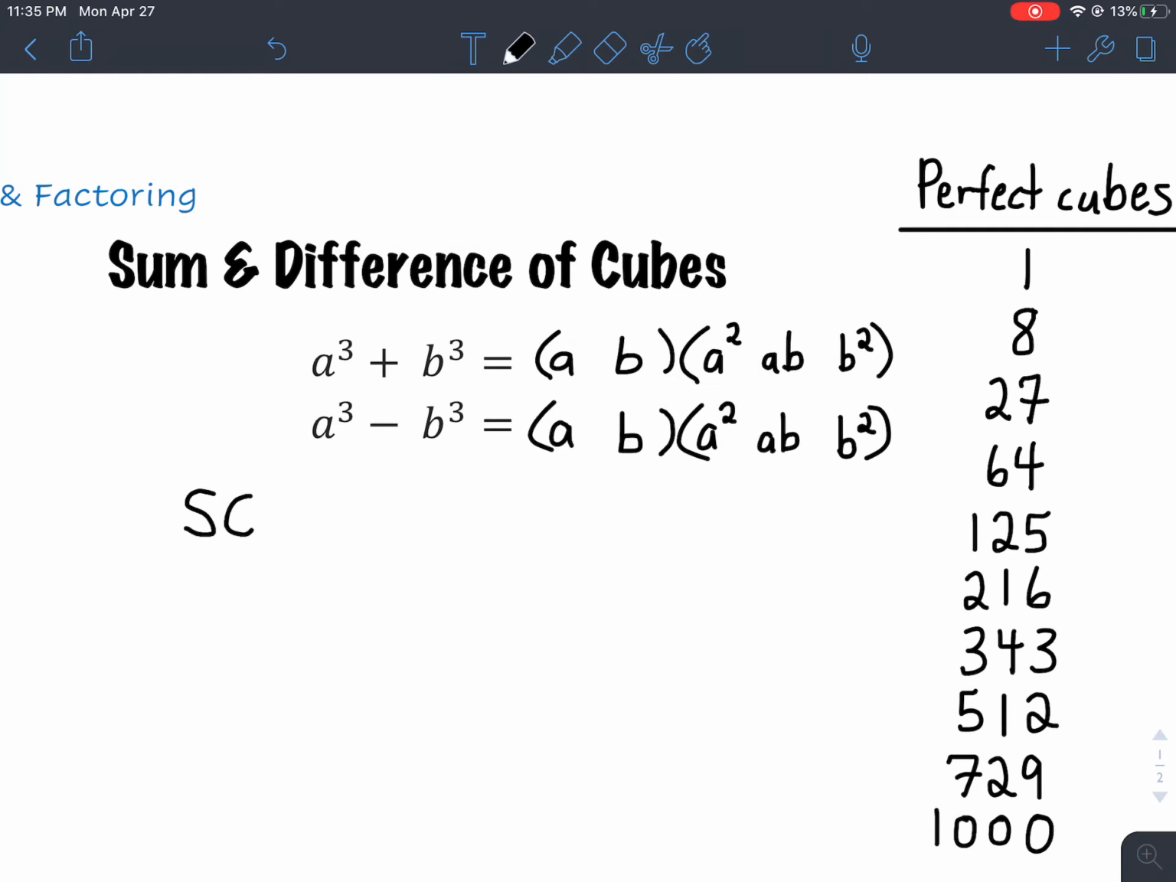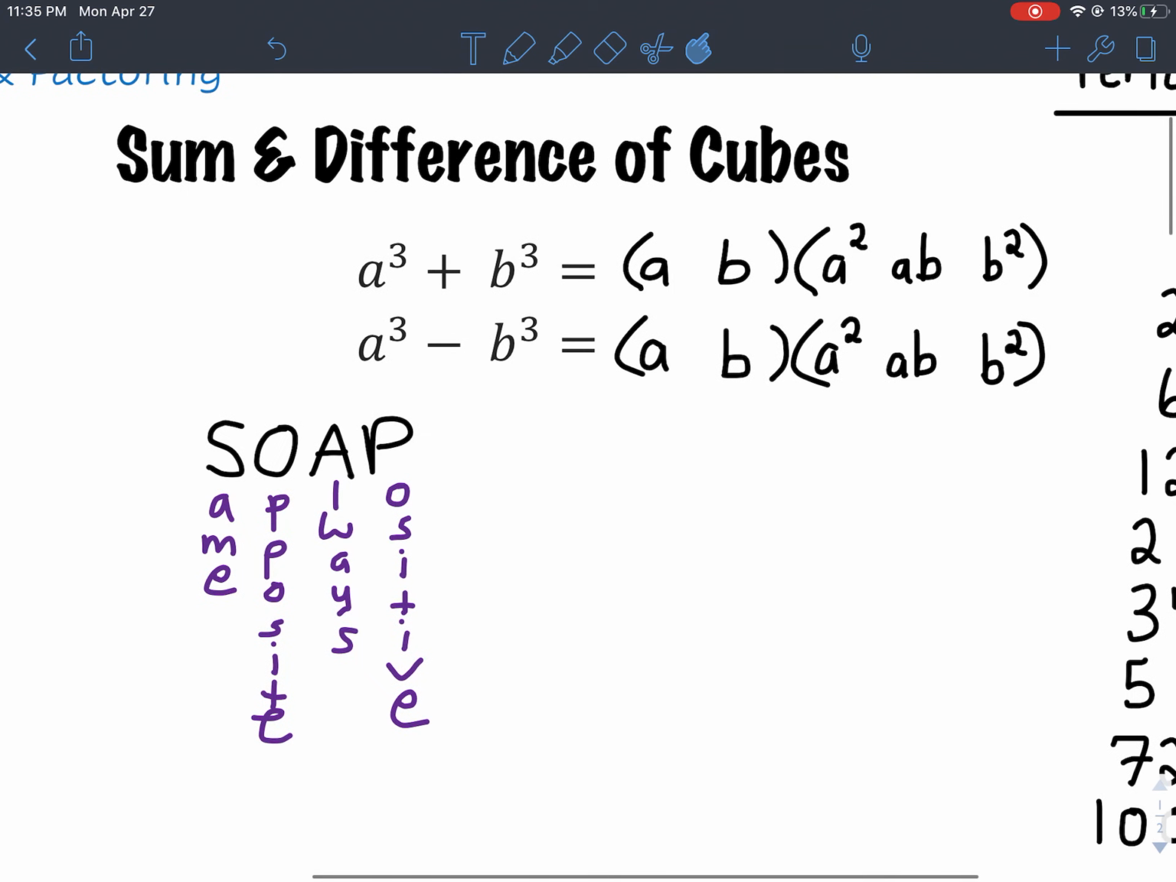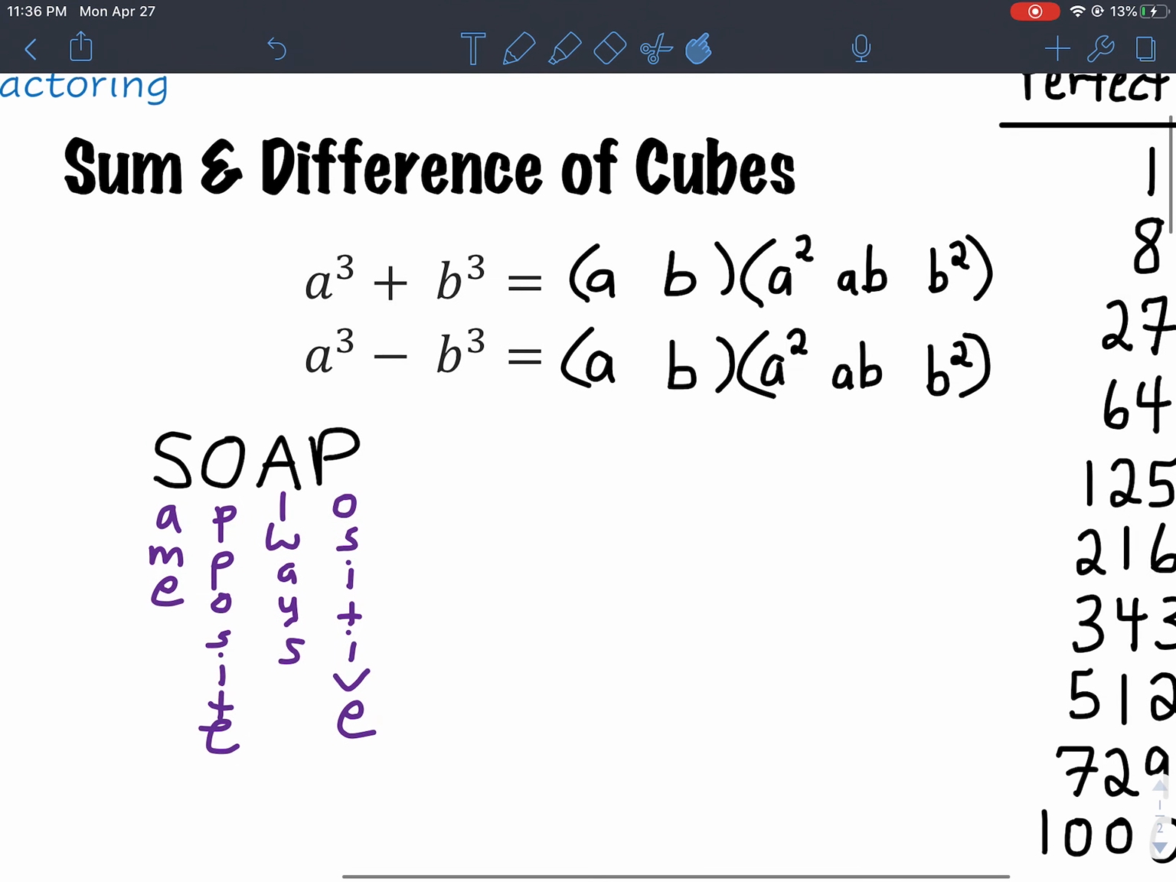So how you're going to memorize the signs is you're going to remember SOAP. And SOAP is an acronym for same, opposite, always, positive. Not really sure why I wrote it vertical like this, but you get the point. Same, opposite, always, positive. What does that mean? So that's the way you remember what the signs are when you factor it.